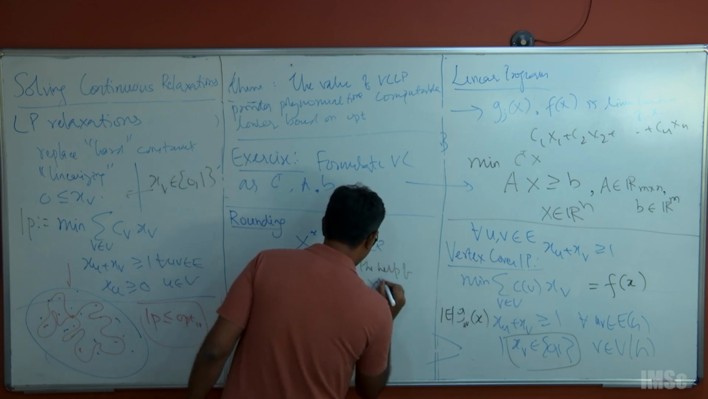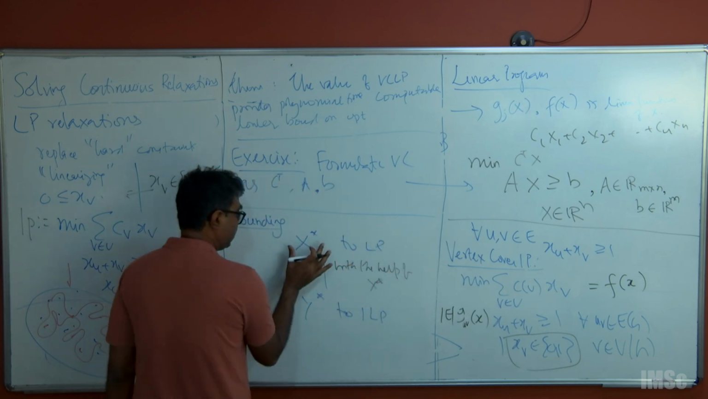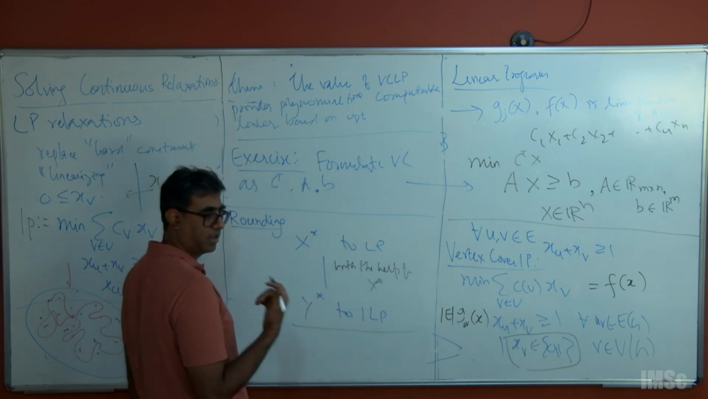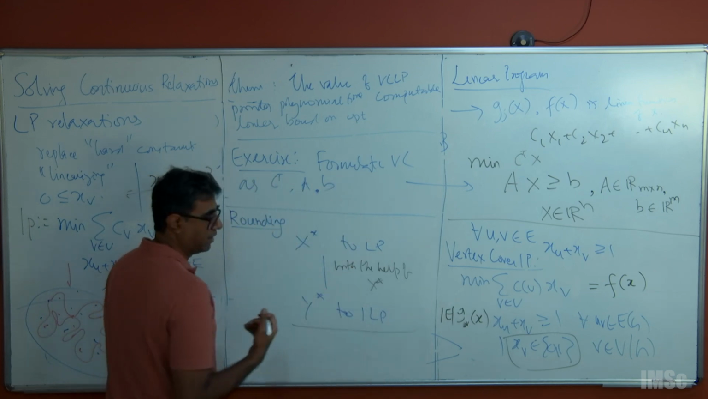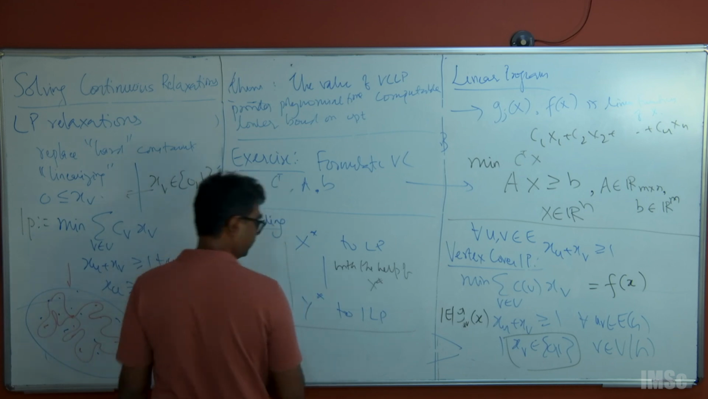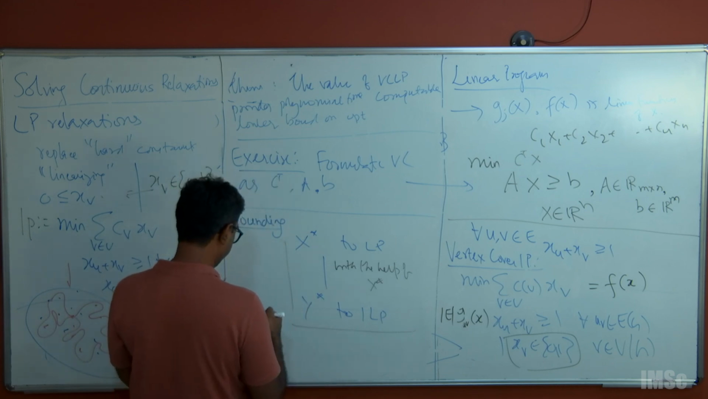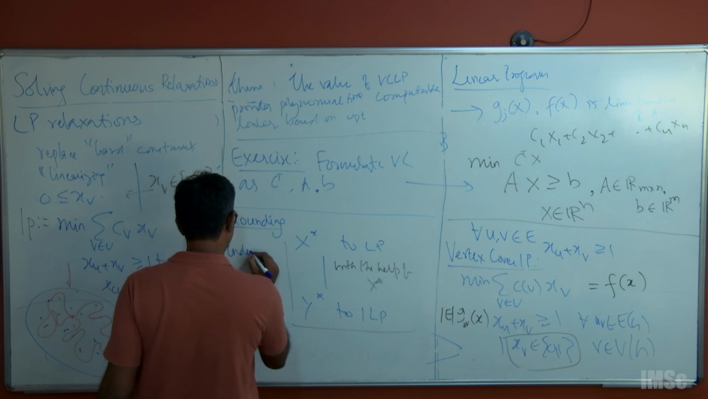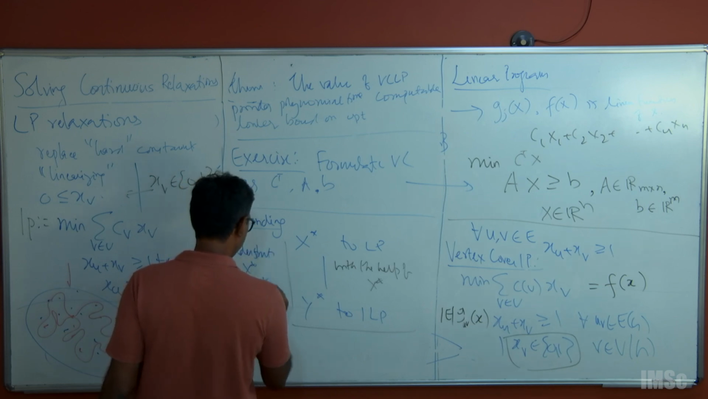Okay. And this is what is called rounding. Taking help of x star to get a solution y star is like rounding, right. So how do you analyze this rounding? You basically analyze this rounding by understanding x star and y star.